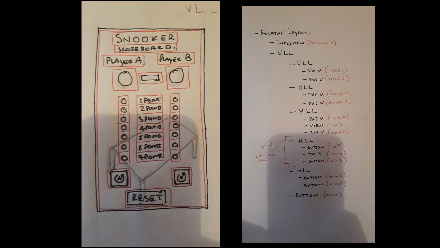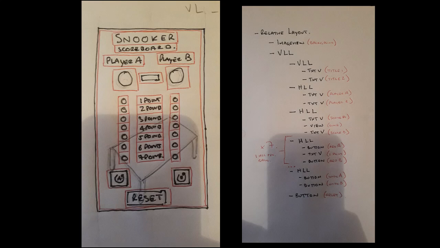Then beneath that, a series of horizontal linear layouts with a button, then a text view, and then another button. So we'd have 7 of those, one for each of the coloured balls. And beneath that, another horizontal linear layout with the 2 undo buttons, and then finally at the bottom, a single button on its own, the reset button.